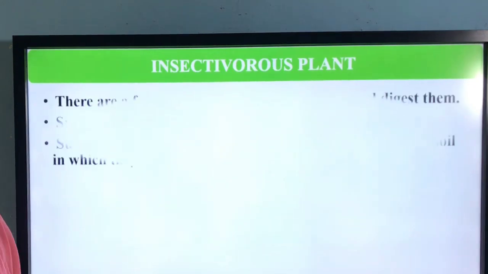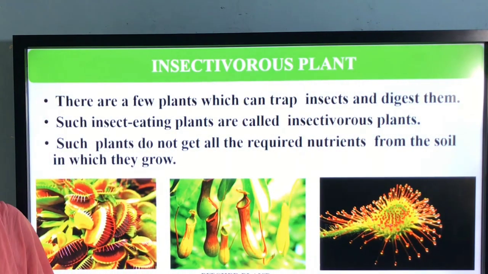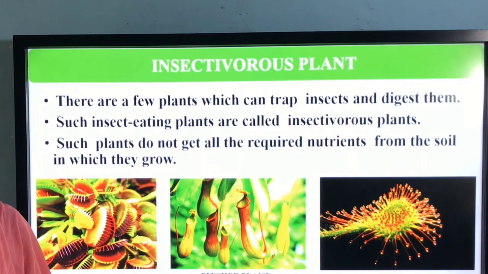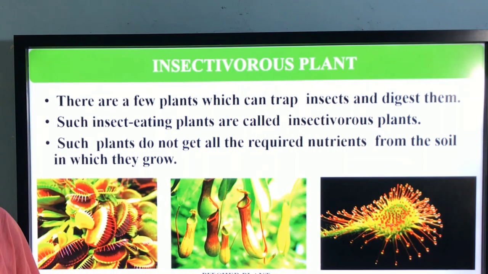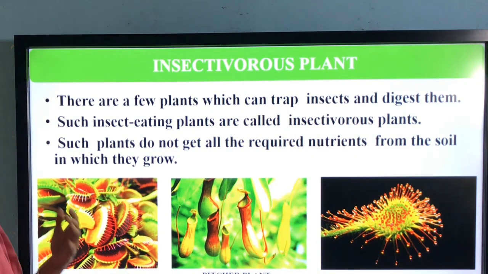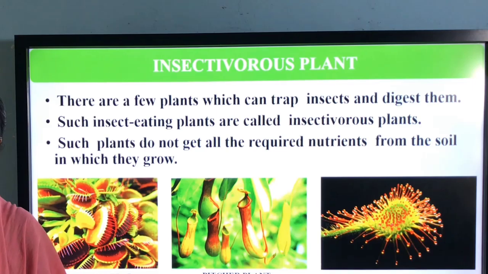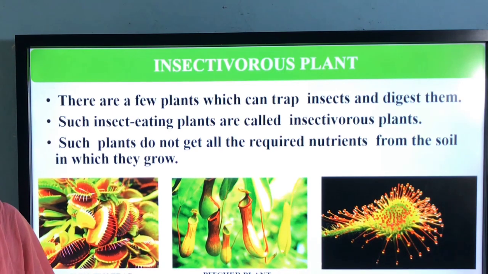The next type of nutrition is known as insectivorous plant. In this nutrition, the plant feeds on animals, digests the animal and gets some nutrients from it. This plant grows in a place where it does not get some types of nutrients. So it will digest the insect and take the nutrients from the insect.